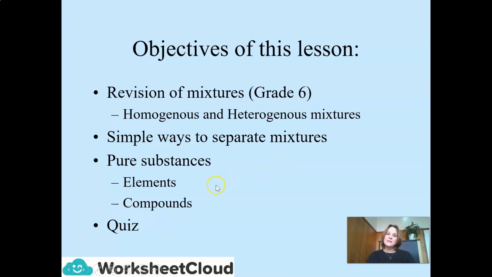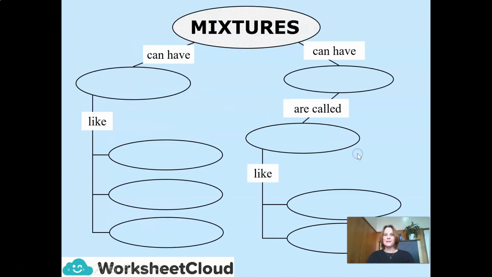We're going to look at pure substances such as elements and compounds, which are going to start getting us ready for the chemistry component moving into high school. And then I'm going to end off with a little quiz just to make sure you've been paying attention and have remained focused for the lesson. Let's get started. So, mixtures.